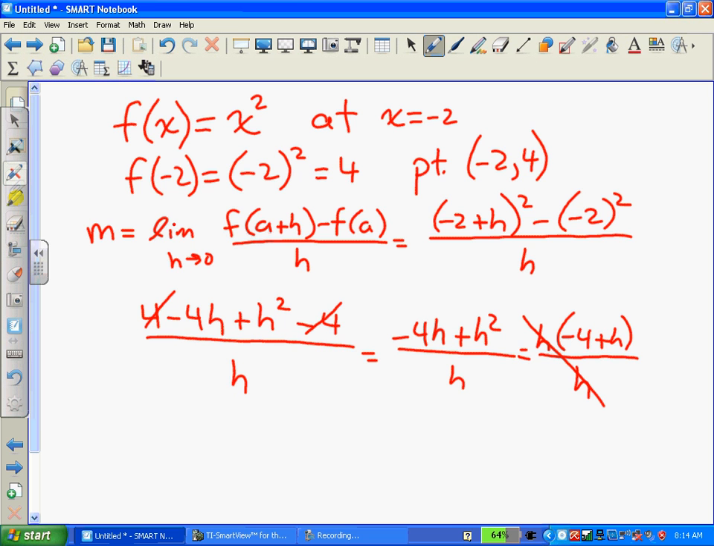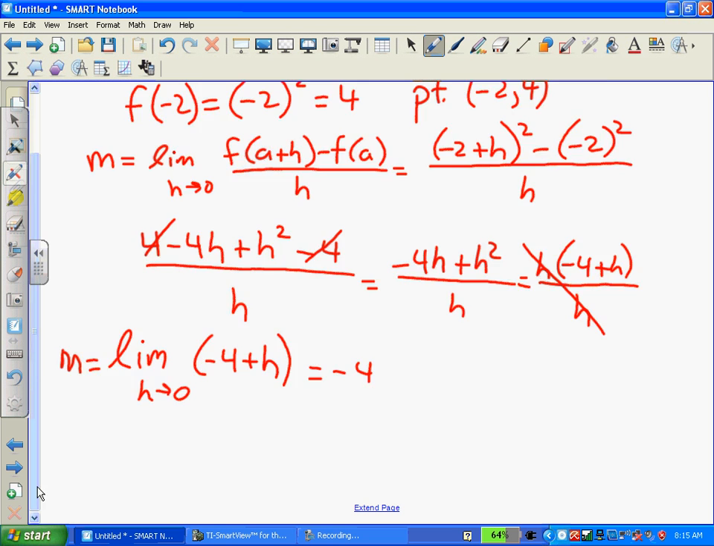Now we can find the limit by plugging in the value of 0. So we say that the limit as h goes to 0 of -4 plus h, plugging in the 0, we get -4, and that's the slope. So the slope when x equals -2 is -4. Okay? That's the first step. We're asked to find the slope.